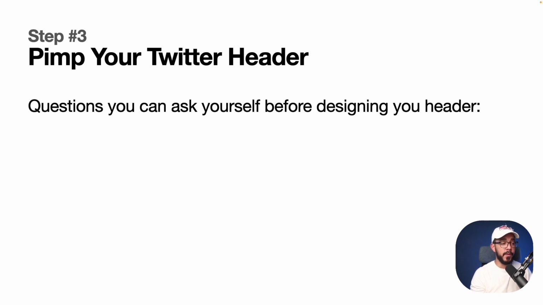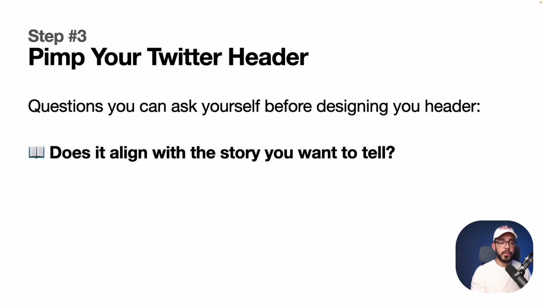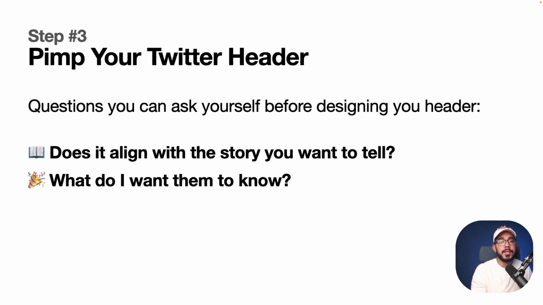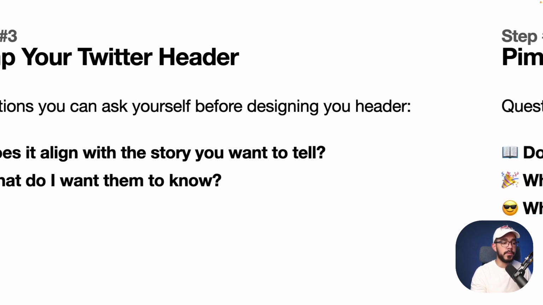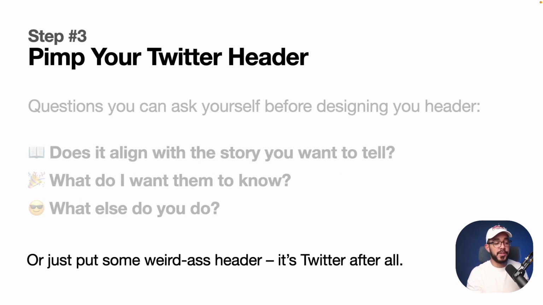Pimp your Twitter header. To get started, the first thing is that you need to ask yourself, does this align with the story that you want to tell? Do the things that you want to include in your Twitter header align with that? Or what do you want other people to know you for? You could add some of these ideas on your Twitter headers. Or how about what else do you do? If you want to give more context and there's not enough space in your bio because there's a limit to how many characters you can add to your biography, you can add some of this stuff into your Twitter header. Or, you could have some fun and just put some weird header. It's Twitter after all, right?